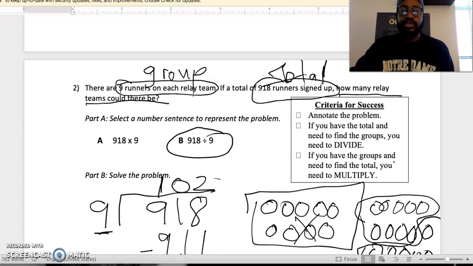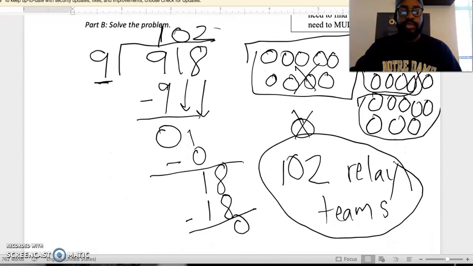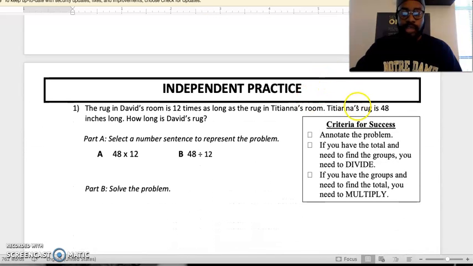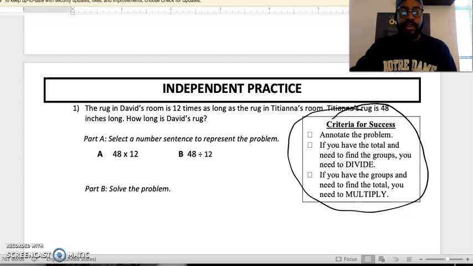You are going to do the same thing for your practice problems. You're going to read each problem. You're going to make sure you use your criteria for success to help you. Please make sure you are annotating, breaking the problem down, and then figuring out the strategy from there, and then completing the problem. You are going to complete your independent practice problems before you move on to your exit ticket.